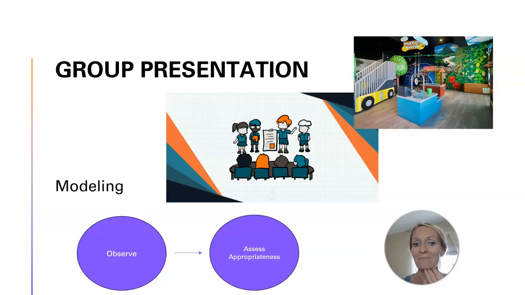And then they assessed the appropriateness. They assessed, okay, how is this looking? Are they meeting all of the standards that have been set forth for this project? Assessing on a scale of who's doing better or maybe who's doing worse. And then based on that assessment, they then initiate behavior and they choose to imitate certain things, and certainly ones that have been reinforced or talked about in a positive way by the teacher.